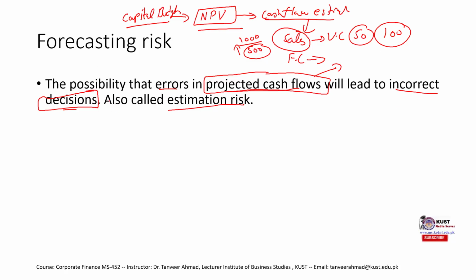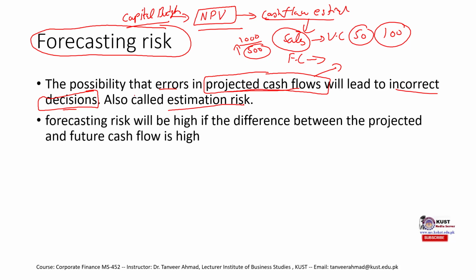And why is this incorrect decision happening? It is just because we somehow had a flaw in our estimation, right? So this is what forecasting risk is, that there is certain possibility that we would make some error in this cash flow estimation, right? We need to see how we reduce that risk. We need to see what decision we need to take to handle this forecasting risk.